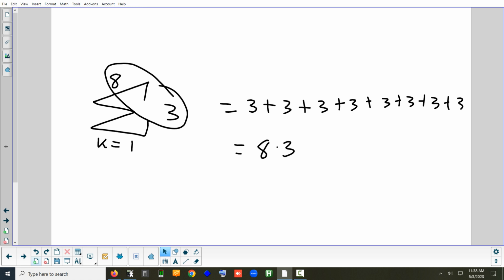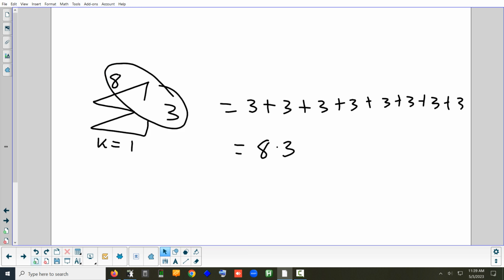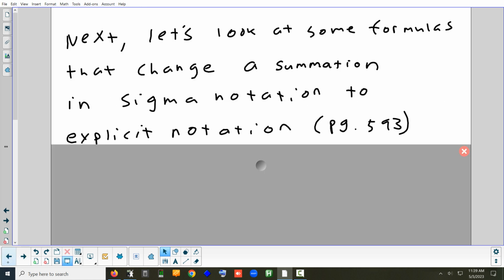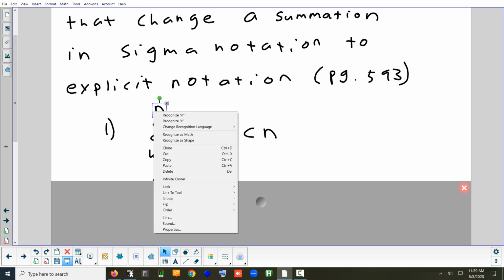So that's the pattern if you want to add up a constant that many times. Adding the same thing up over and over is called multiplication. So you just have to multiply those two together. And that is the first formula I'm going to show you. If you want to add up a constant that many times, all you have to do is multiply the constant times the number at the top, and that's the answer.